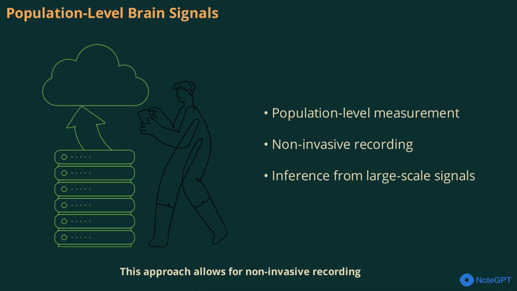Most human brain imaging methods measure the activity of large populations of neurons, rather than single cells. This approach allows for non-invasive recording, but comes at the cost of resolution. By understanding how population-level signals relate to underlying neural processes, researchers can make meaningful inferences about brain function.